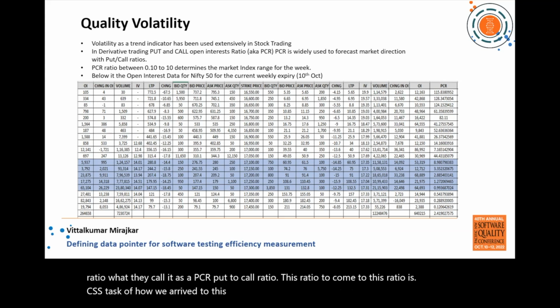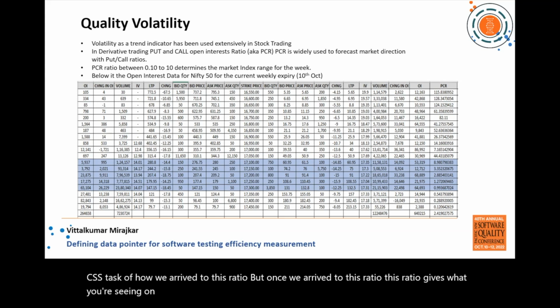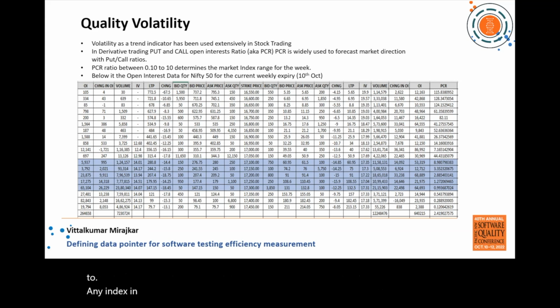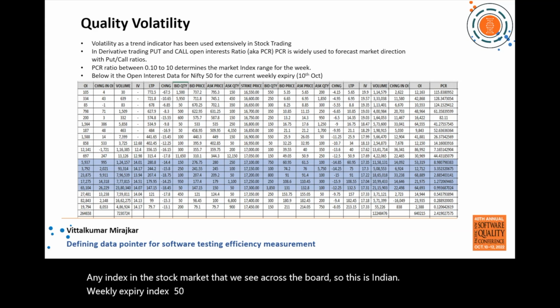But once we arrive at this ratio, what you're seeing on screen is this week's put to call ratio for the Nifty 50 index, similar to any index in the stock market that we see across the board. So this is the Indian weekly expiry index, Nifty 50, and there is a wide range of this, but on the last column you would see that I have calculated the PCRs.